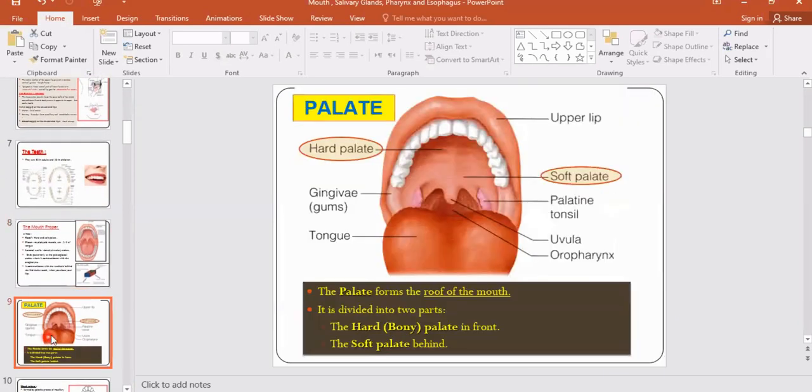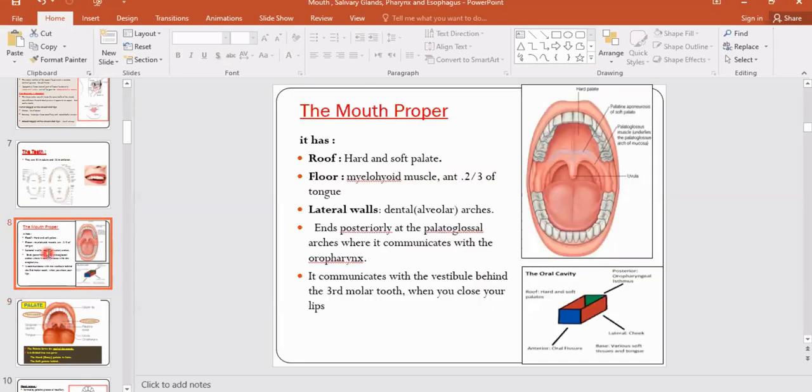Doctor, can you repeat the lateral walls? Now, if you see, the lateral walls are formed by these arches, the teeth arches inside. If you touch your teeth with your tongue, that means you are touching your lateral walls. And then this lateral wall communicates behind with the vestibule after the third molar tooth. This is the third molar tooth. After that, behind it, you can communicate with the vestibule of your mouth.